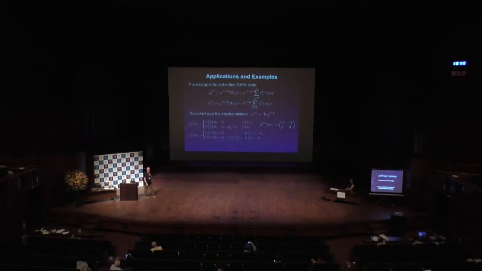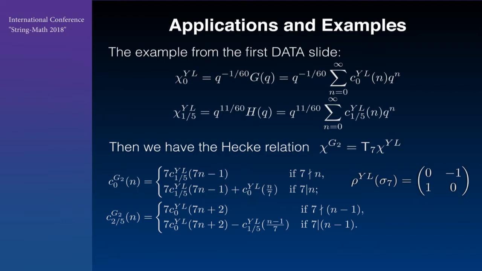So let me now discuss some applications. If we go back to the example from the first data slide, you remember that involved coefficients of the Yang-Lee characters and the G2 characters. So my claim is that the characters of affine G2 are the Hecke image under T7 of the characters of the Yang-Lee model. And I wrote that relation in terms of these coefficients I called B of n, which were the coefficients of q to the little n over capital N.